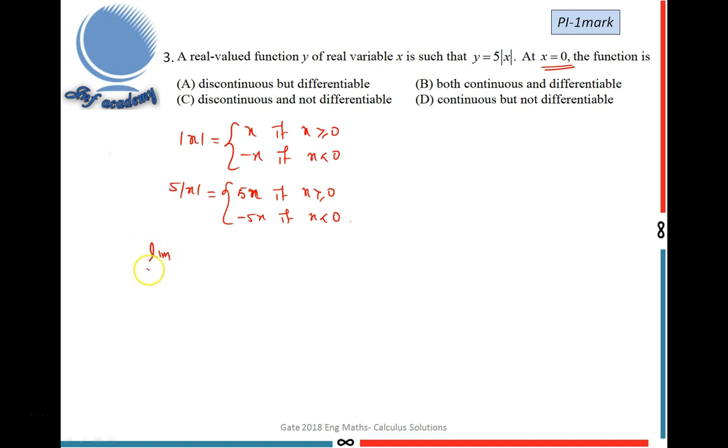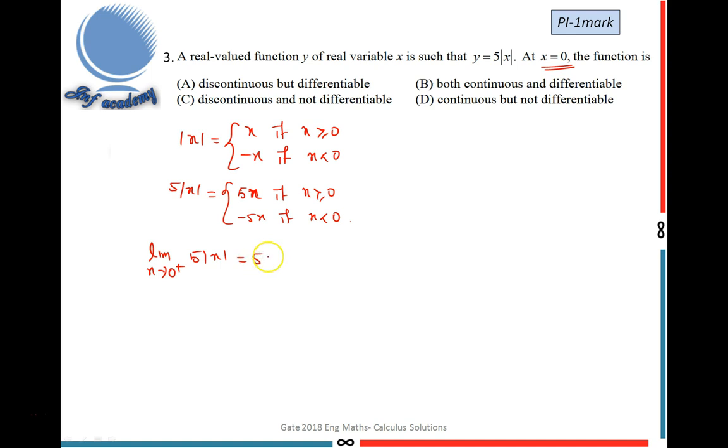These three values are equal. First I find the right hand limit at x equal to 0. So x tends to 0 plus, f of x is 5 modulus x. x tends to 0 plus means x greater than 0 values. Here this is 5x.